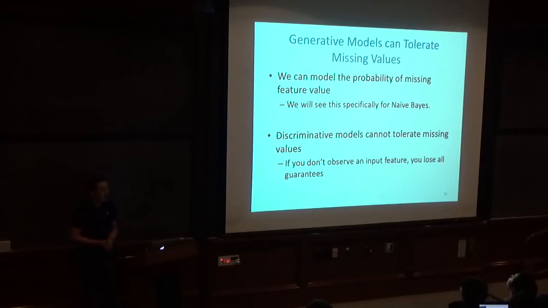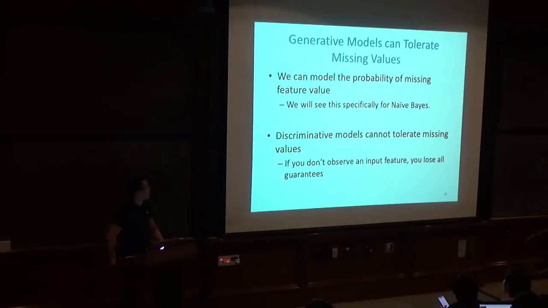Generative models can also tolerate missing values. If we're missing a value in x, we can use the fact that it's a joint probability to marginalize out that particular x. We'll see some concrete examples of that. Discriminative models, as I mentioned before, cannot naturally tolerate missing values. It's actually a huge headache to tolerate missing values with something like a decision tree.